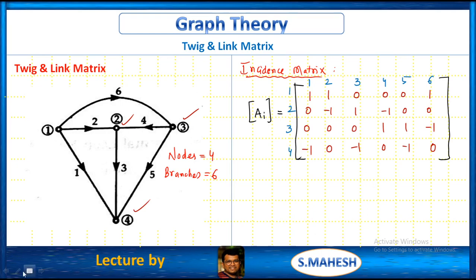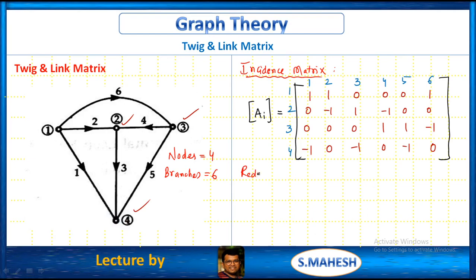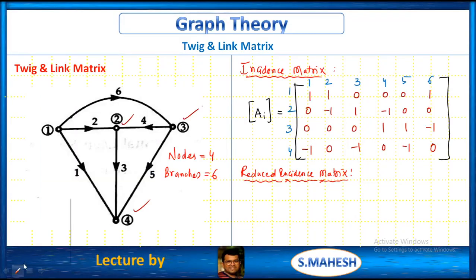Now we have to get the reduced incidence matrix. This graph theory is a very simple concept. Just you know the rules and procedure. That's it. You will get the answer. So reduced incidence matrix means what? We have to get a reduced incidence matrix by removing any one of the nodes. Right? For example, let us remove node 3.